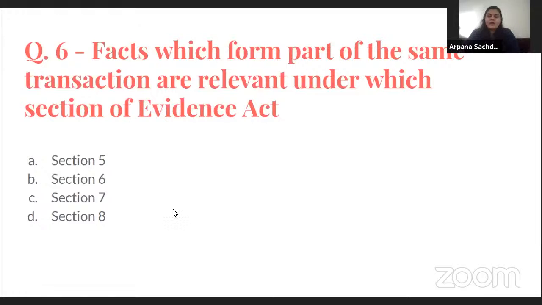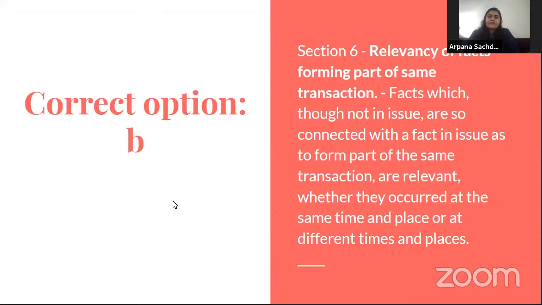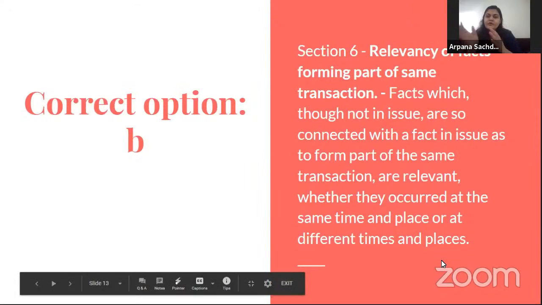Okay, the time is up for this question. So the correct option over here is option number B, that is section 6. Now section 6 talks about relevancy of facts forming part of the same transaction. So it says that if there are two events which form part of the same transaction, then those facts are relevant for that particular case, irrespective of whether that event happened at the same time or some other place or some other time.